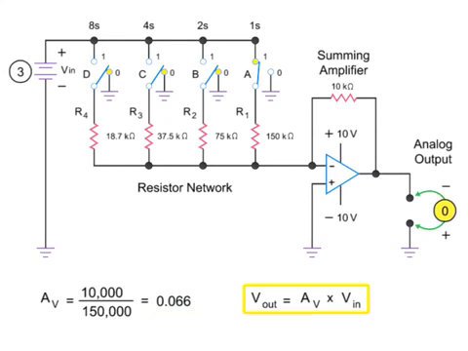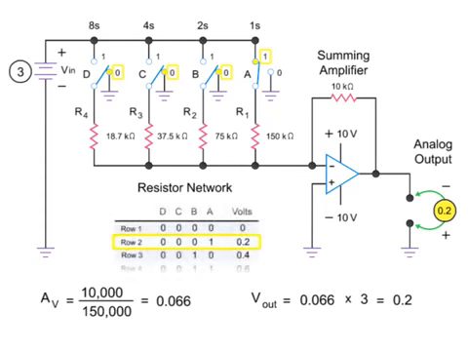Now the output voltage can be calculated by multiplying the gain by the input voltage of 3 volts. Thus, the product of the amplifier gain of 0.066 and 3 volts is 0.2 volts. Thus, a binary input of 0001 yields an output of 0.2 volts in accordance with the truth table described previously.